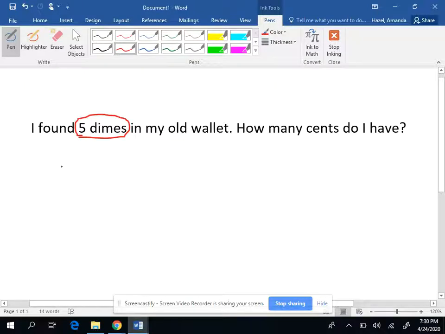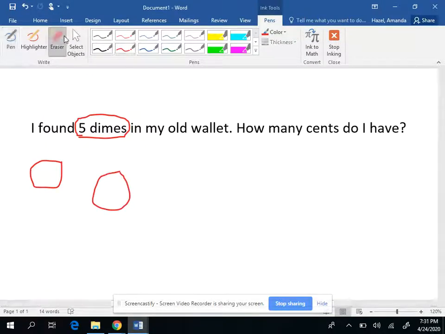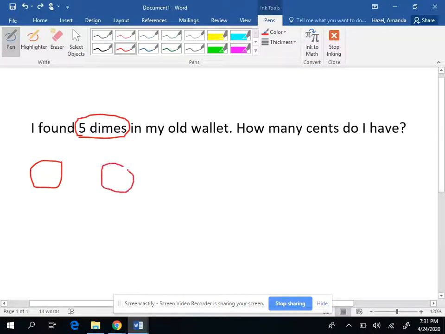And then I'm going to draw a picture. 1 dime. 2, 3, 4, 5. How many cents are in 1 dime? Good, 10. So I'm going to write 10 on each of my dimes. So I remember that's how many cents.